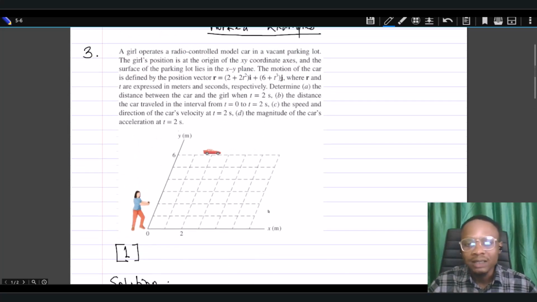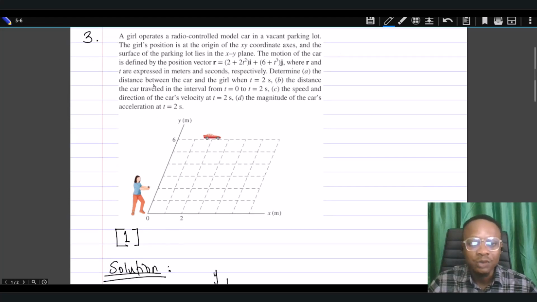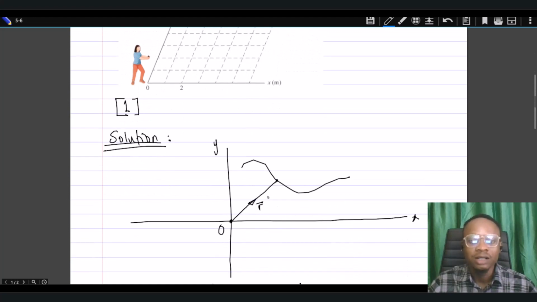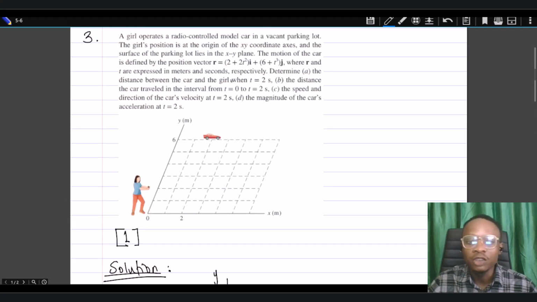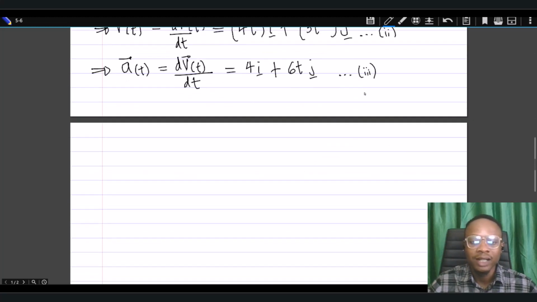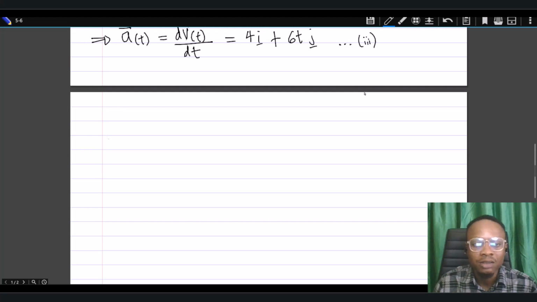So we can see now that obviously, the distance between the car and the girl when t is equal to 2 seconds will be different from the distance traveled by the car by t equal to 2 seconds. So this is distance between 2 points. So we just pick the point where the girl is located, which is the origin, and connect it to the location of the body at this instance, which is when t equals 2 seconds. So let's go ahead and deal with that first part of the problem.